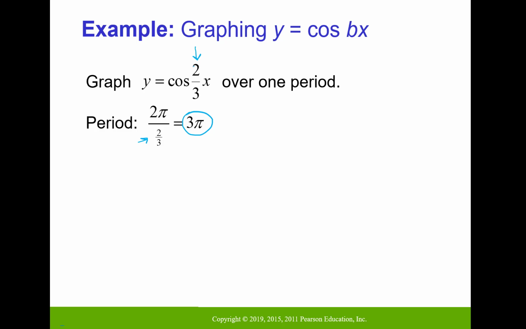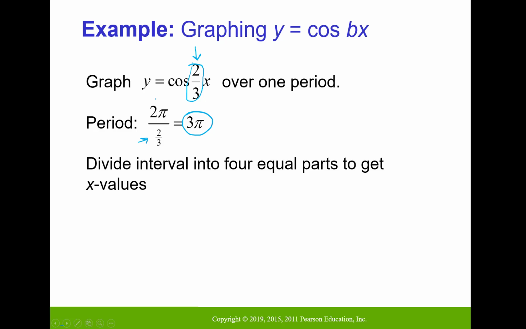And it's because we're actually multiplying x by a fraction. So we're cutting the x values down, so we basically need more x values to cover a longer period of x values to get the whole cosine wave. Okay, so now once you know the period, you're going to divide that period into 4 equal parts to get the x values.